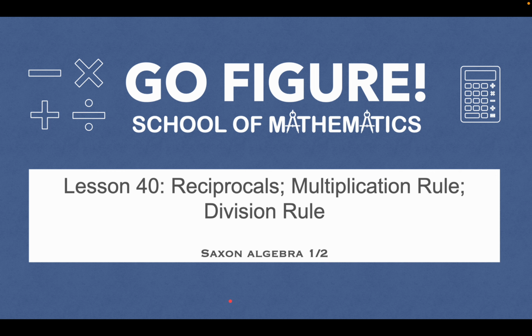Welcome back to Go Figure. Today we're on lesson 40 of Saxon Algebra Half: Reciprocals, the multiplication rule and division rule of equations.